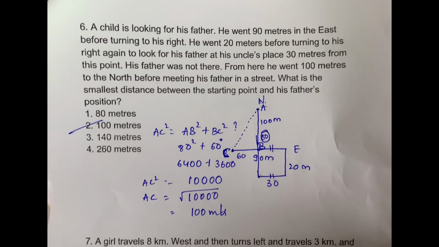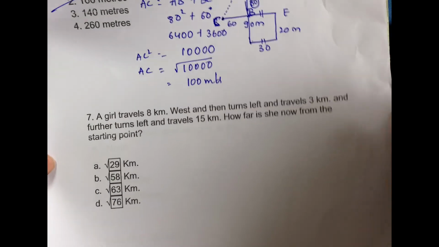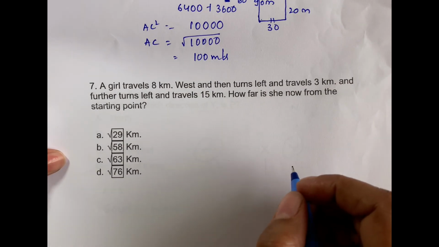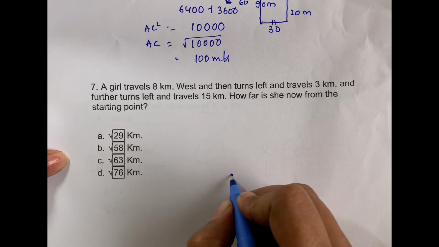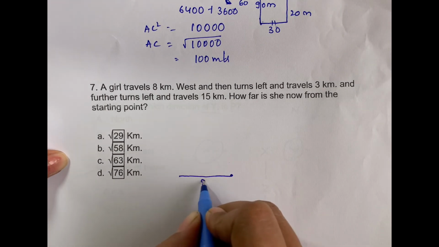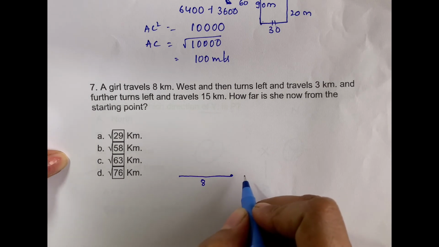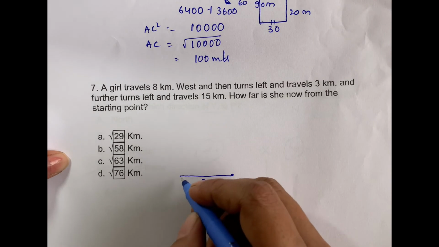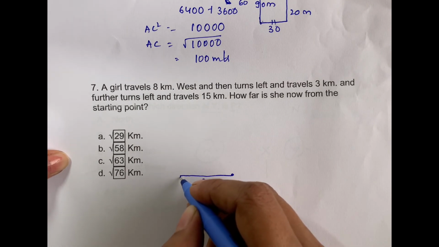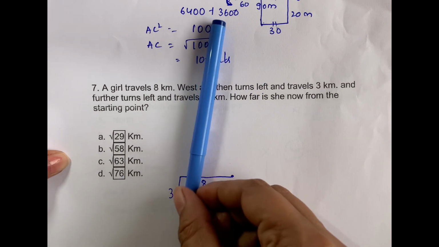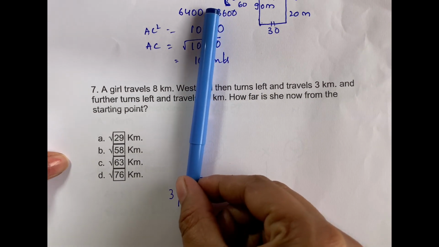Moving on to the next question. A girl travels 8 kilometers west from a fixed point. She's traveling 8 kilometers to the west and then turns left. So this is right and this is left. So she travels 3 kilometers after turning to the left. Okay, she's traveling 3 kilometers. So now she is in this position and further turns left again.